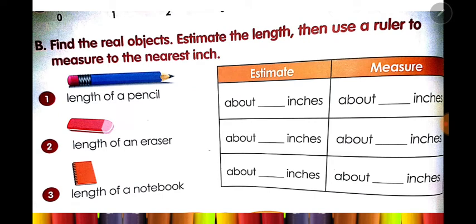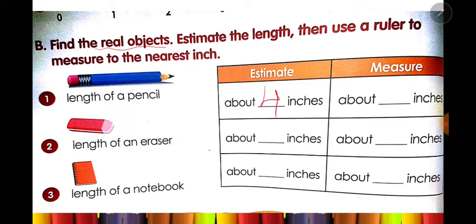Here they said, find a real object. You have to bring your pencil, your eraser, your book, and your ruler. Estimate that length, then use a ruler to measure to the nearest inch. So around me, we have a pencil, and I bring my eraser, and I bring my book. So let's think together. If you are guessing, estimating, what about the length of your pencil? How many inches? If you don't know, just put the first part of your thumb and measure. 1, 2, 3, 4. So I estimate that the pencil is about 4 inches.